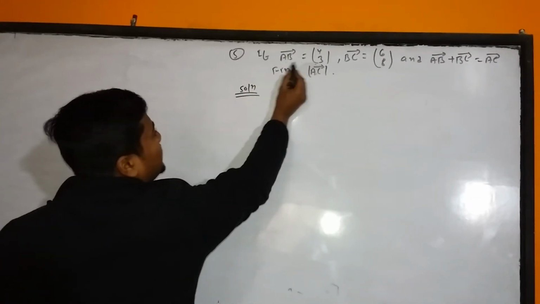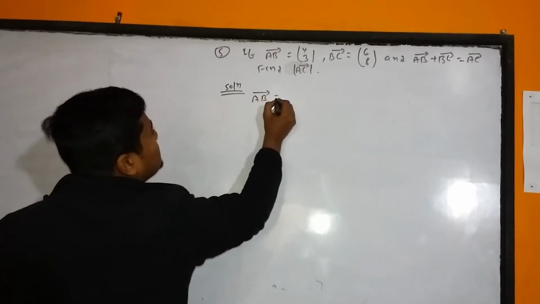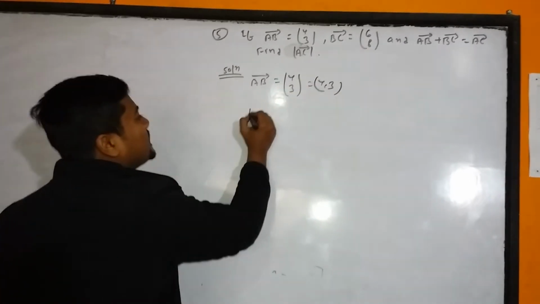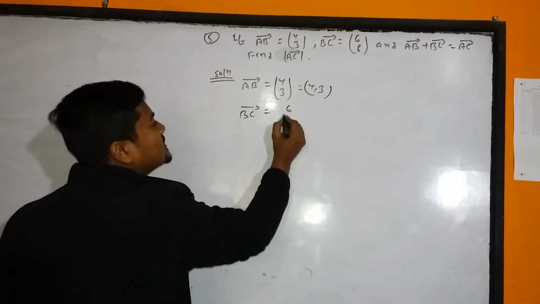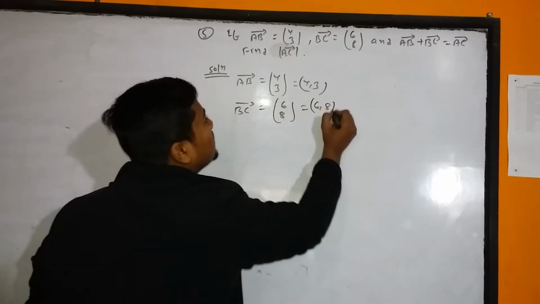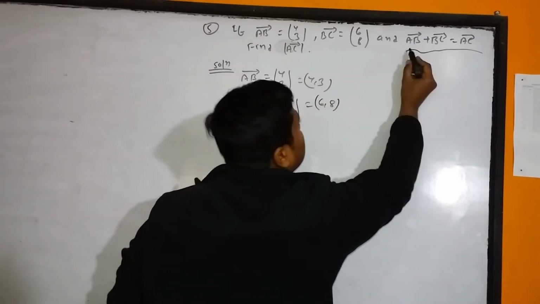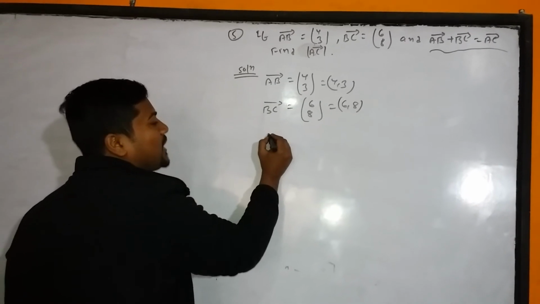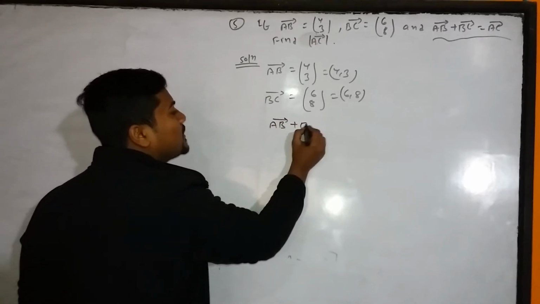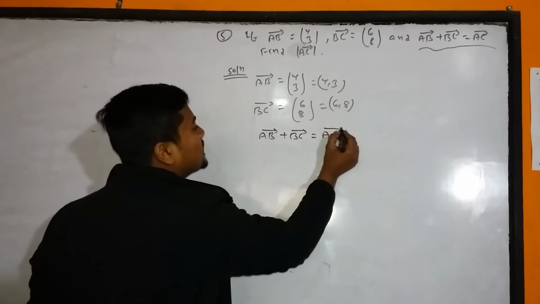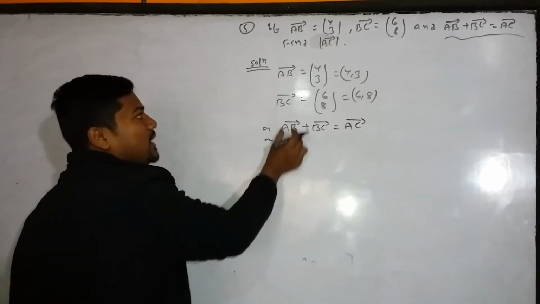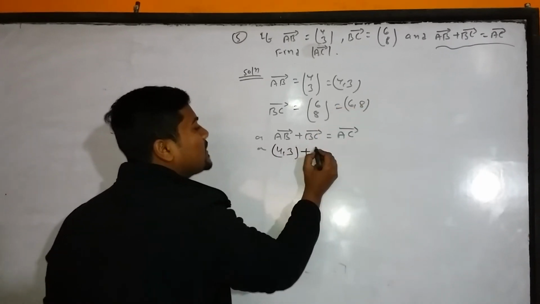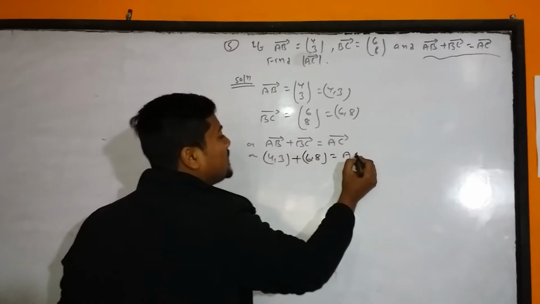For question number 5, AB vector is given 4 3, it means 4 comma 3. BC vector is given 6 8, that means 6 comma 8. And the condition given is AB vector plus BC vector is equal to AC vector, and find AC vector. So now put the values here. AB vector is 4 comma 3, BC vector is 6 comma 8. Now we have to find AC vector.